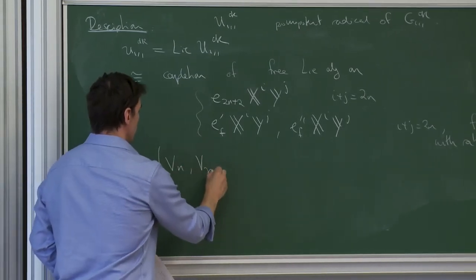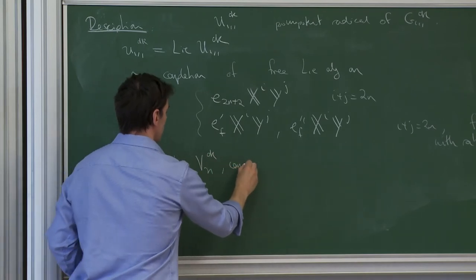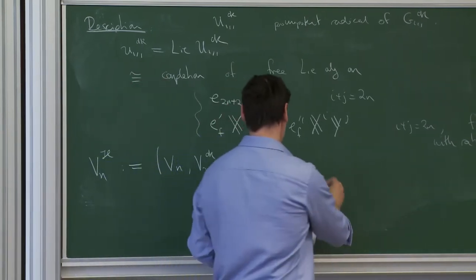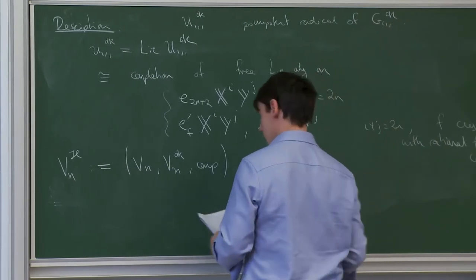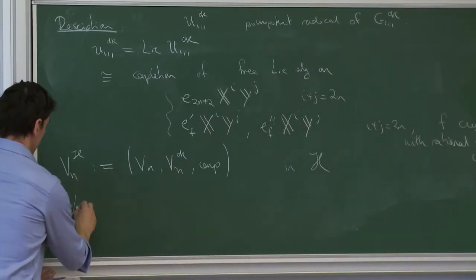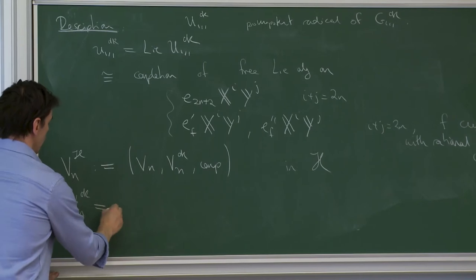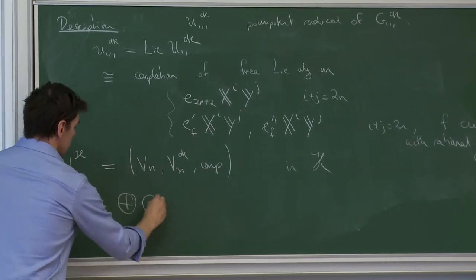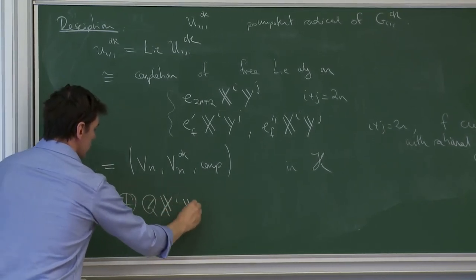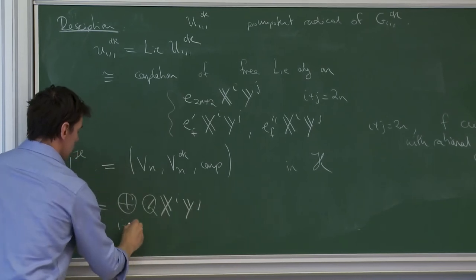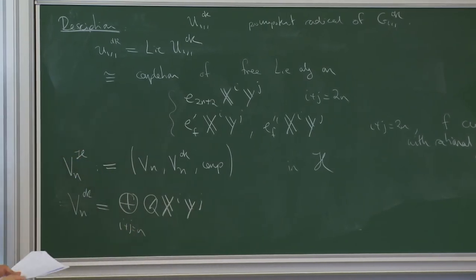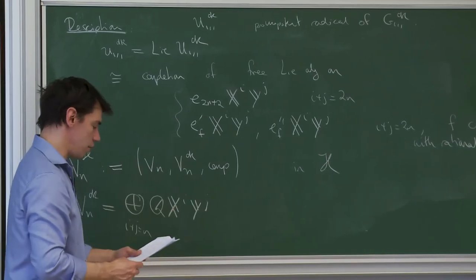we can now view it as an object in H. And I remind you that Vn de Rham was this vector space with these bold generators x and y.